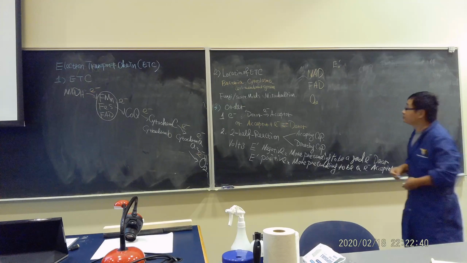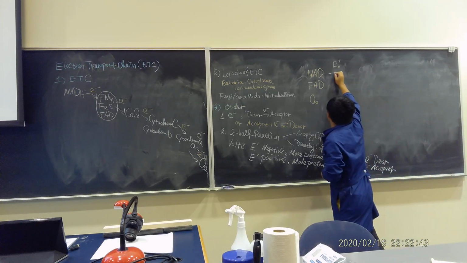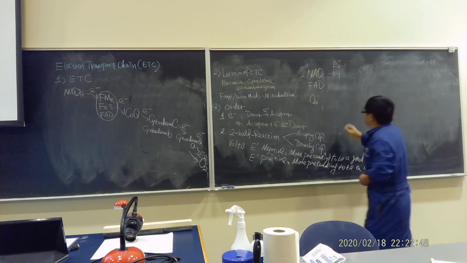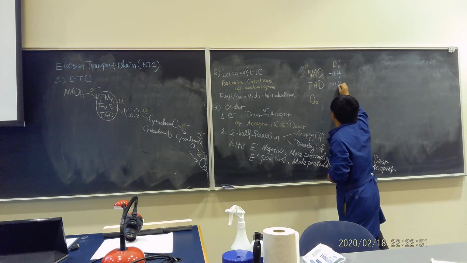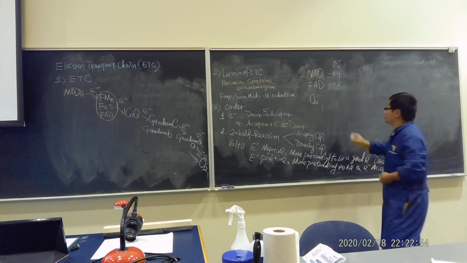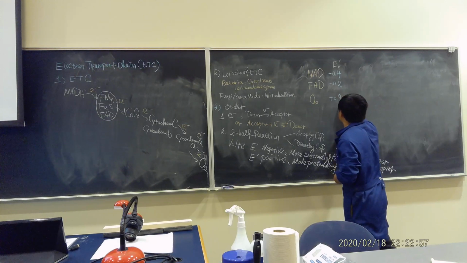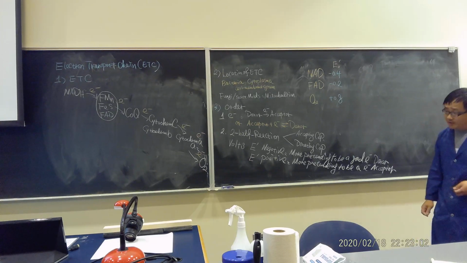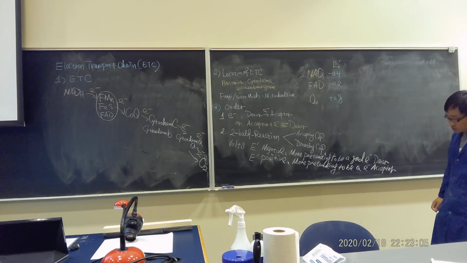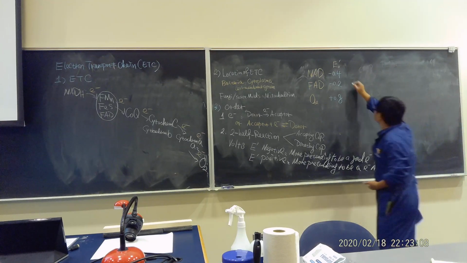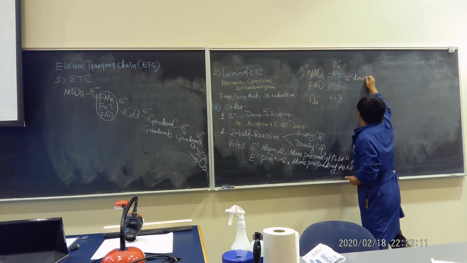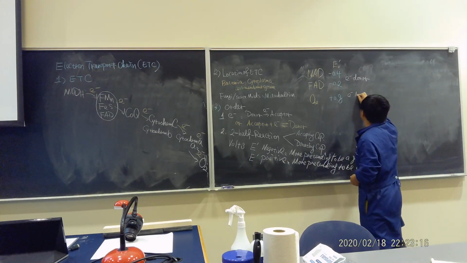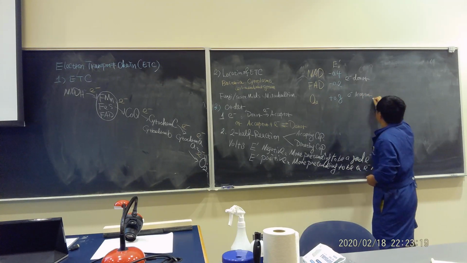You see the NAD is about minus 0.4. FAD is about minus 0.2. How about the oxygen? It is plus 0.8. Therefore, it tells you NAD and FAD are going to be good electron donors. And the oxygen is very positive. It will be a good electron acceptor.